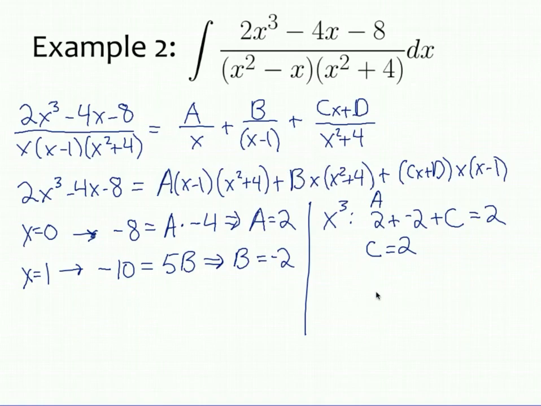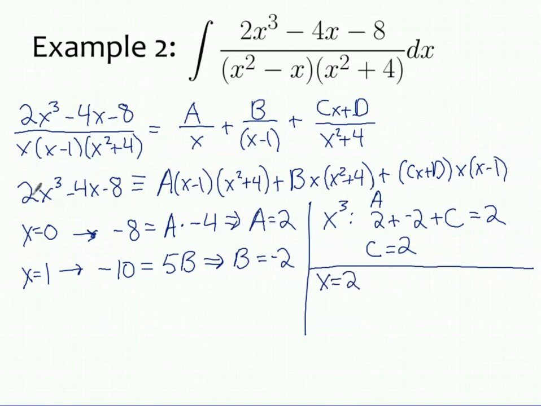Or the other thing I can do is recall that, again, this is an equivalence. These are identically equal, not just equal. And so I could choose a value for x and solve for d now that I know a, b, and c. So let's just do that in this case. Let's say, for instance, x equals 2, and see what we produce.